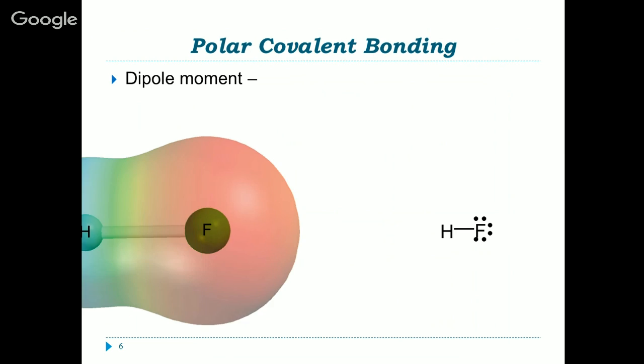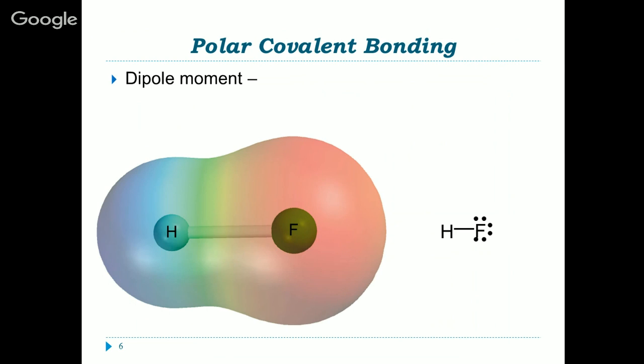So how about looking at polar covalent bonding? What is a dipole moment? A dipole moment is simply representing a separation of charges. Why would that be? Well, fluorine really likes electrons, so it's going to pull the electron closer to it than what hydrogen can. So we say this is electron rich, which is why it's red in color. This is electron poor, which is why it is blue in color. This is an electrostatic potential map.